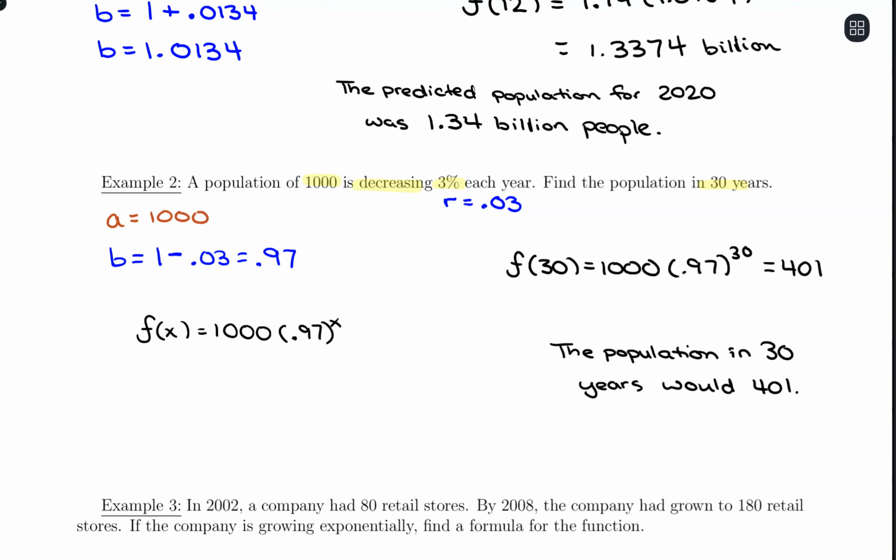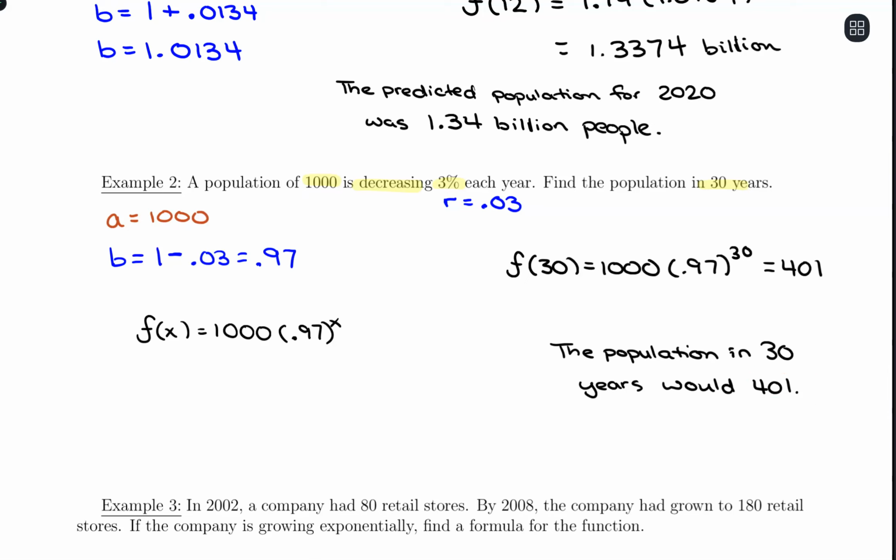I was going to say something. Oh, yeah. It's good to have our sentence at the end to see if it makes sense. Like with these, make sure you go back and read the question again. It's like we started with 1,000. We're only decreasing by a tiny bit each year. So with 30 years passing, it makes sense that we started at 1,000 and decreased down to 401.